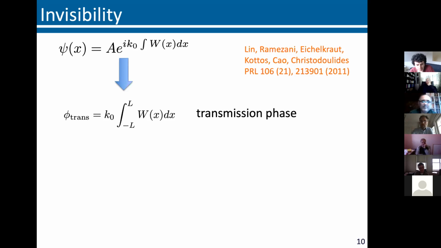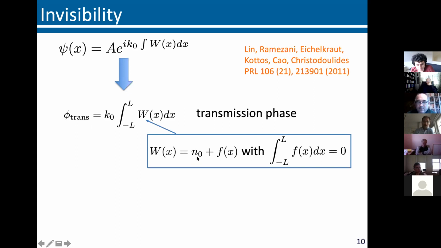Well, it turns out that to make a structure invisible, it has to acquire the same transmission phase as when the wave transmits through empty space, or through the homogeneous background medium in which this whole structure sits. So in other words, what we need to demand is that this solution that we already have has the same transmission phase as when you propagate only through a background index of refraction n0. And this means, if this transmission phase has to be the same, then this W function has to be n0 plus another component, which needs to be zero if you integrate over it.